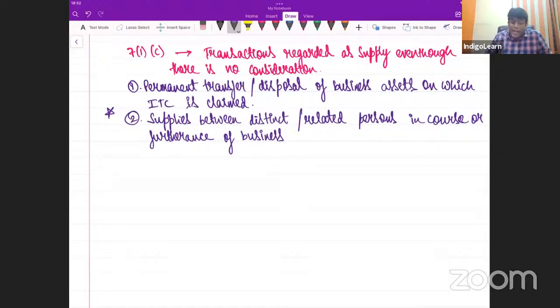First of all, who is a distinct person? Let me give a small example. There is one person known as Shiva Teja. Let's say I've got one bakery in Maharashtra, Shiva Teja Bakers, which is owned by me, sole proprietorship. Now I open one more bakery in Tamil Nadu, with the same name, Shiva Teja Bakers.